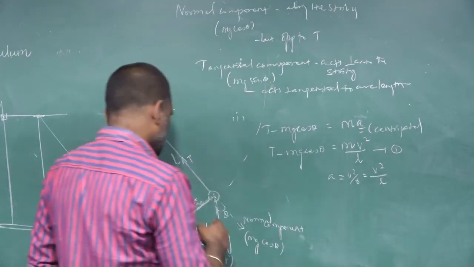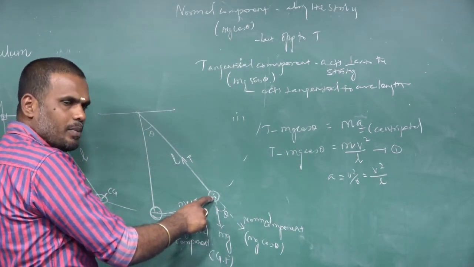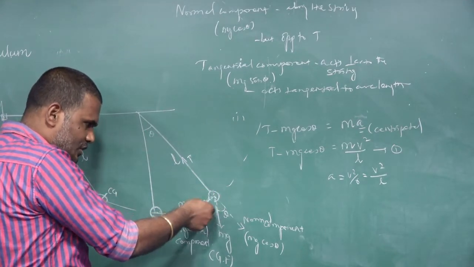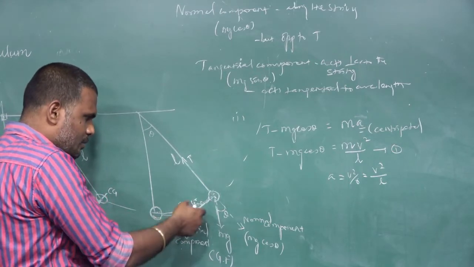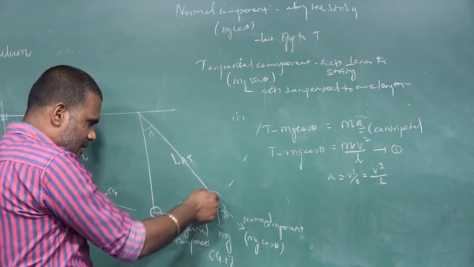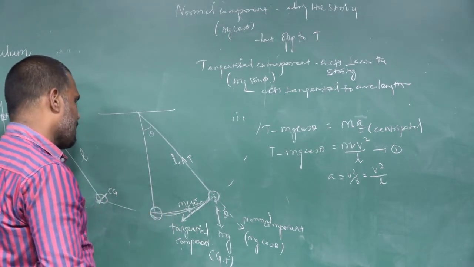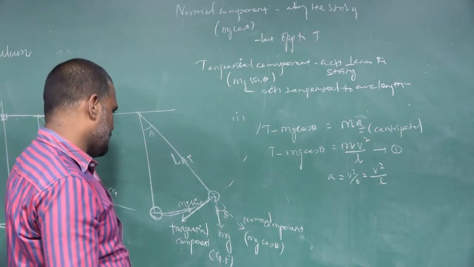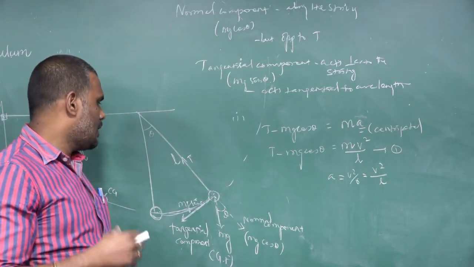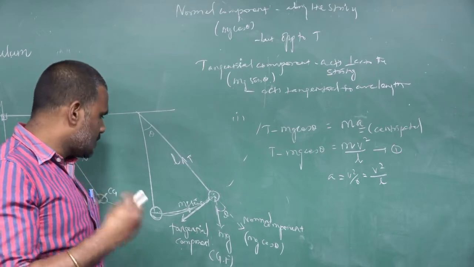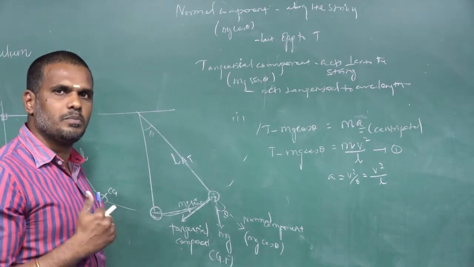Now, you can see the tangential component here. The tangential component is acting tangential to the arc length and is directed towards the mean position. See this arrowhead, this component is directed towards the mean position. So what you can say is the tangential component of this gravitational force always acts towards the mean position.